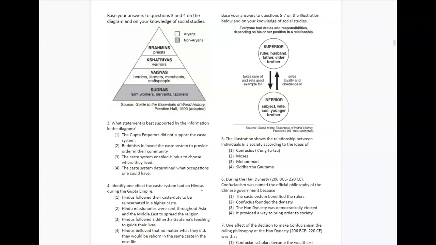1. The Gupta emperors did not support the caste system. 2. Buddhists followed the caste system to provide order in their community. 3. The caste system enabled Hindus to choose where they lived. 4. The caste system determined what occupations one could have.